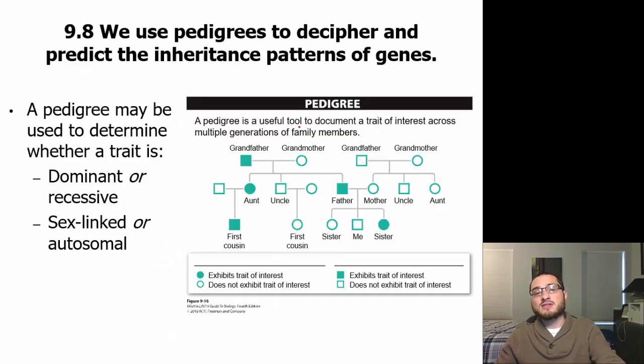So sometimes we like to organize these into pedigrees, and a pedigree is a way of showing the movement of traits through a family. So you have basically a diagram that shows you which organisms had a trait, which organisms did not have a trait.